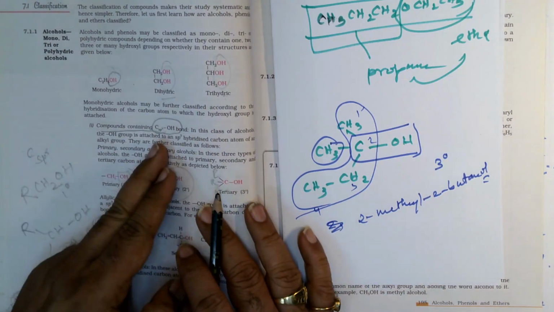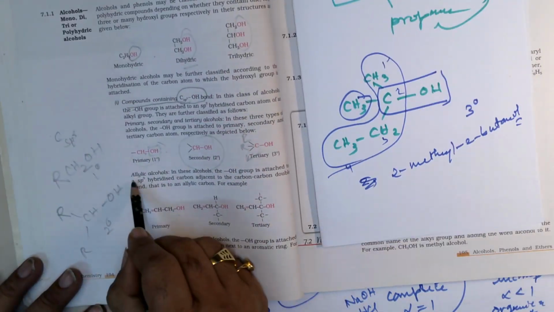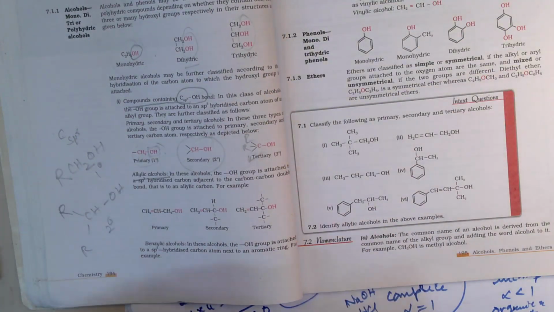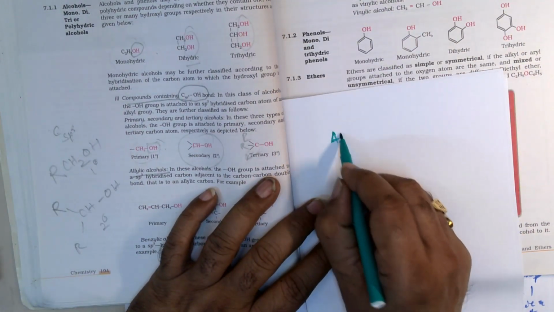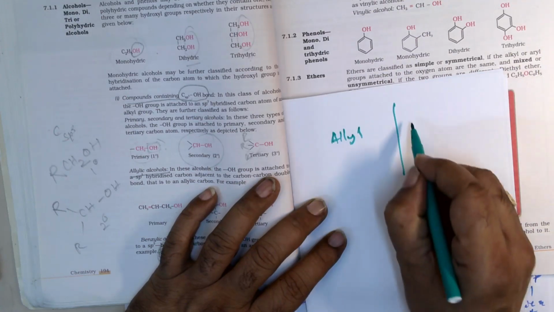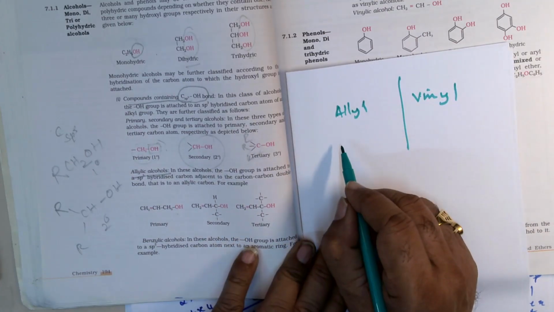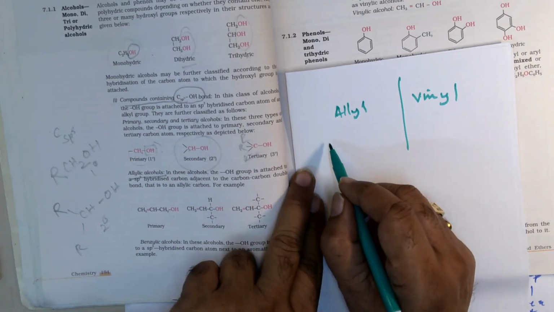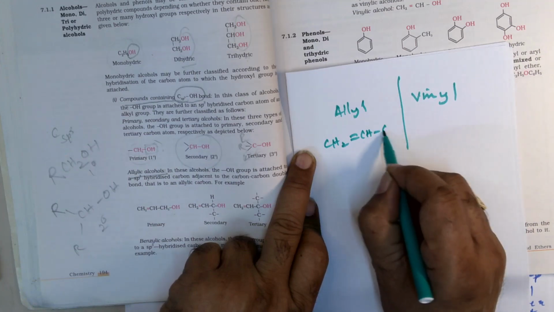In the case of sp3, C-sp3-OH bond. Okay. Now let us move to the next type, that is allylic alcohol. So what is this allylic? Let me explain about this allylic. You've got two types of group. One is allyl group, another is vinyl group. Let me explain both. Allyl alcohol is, for instance, when you got a compound like this, for instance, CH2 double bond CH single bond CH2.